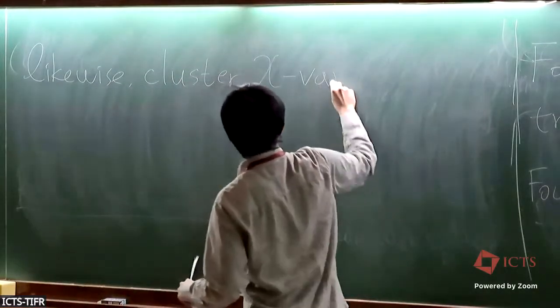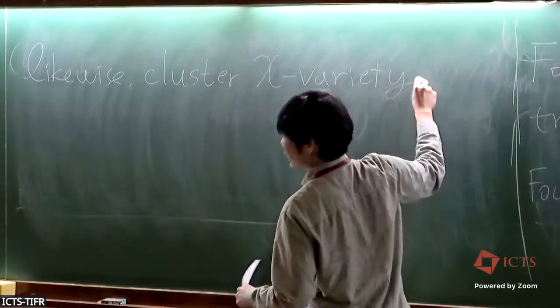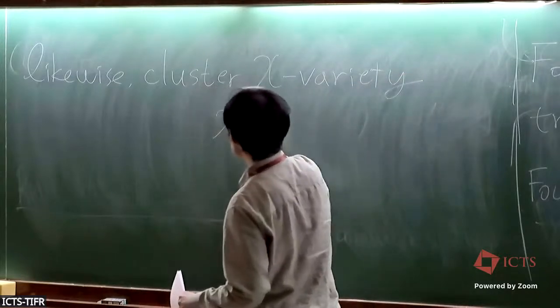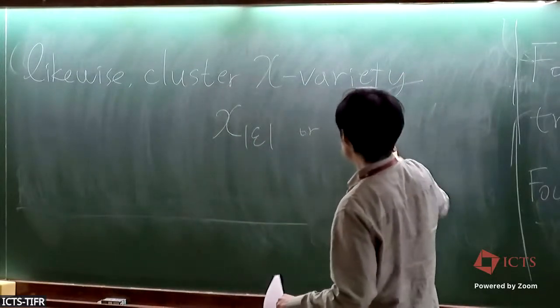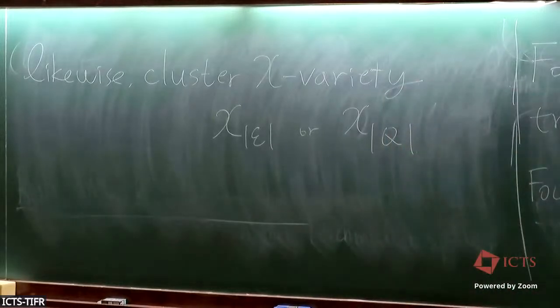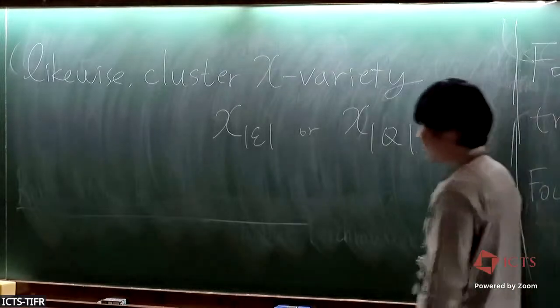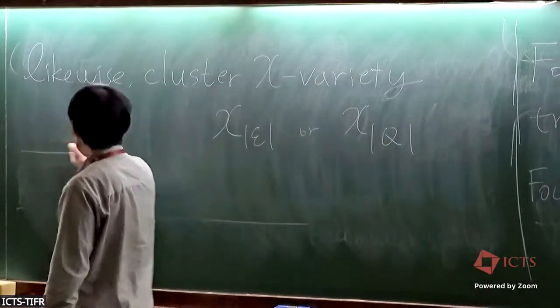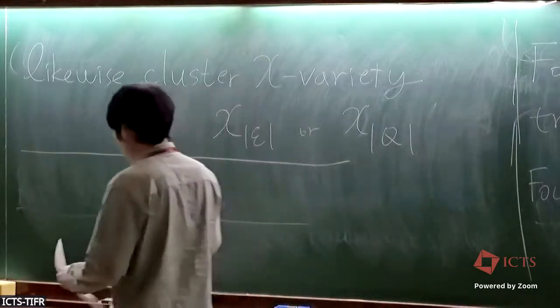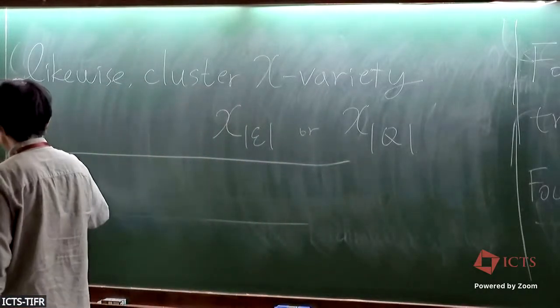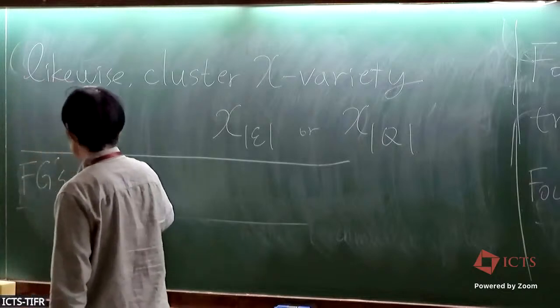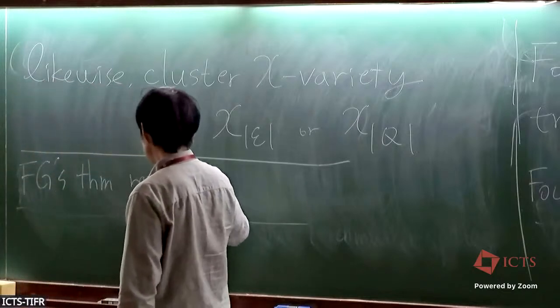And likewise, if you use cluster X mutations, you get cluster X varieties, which I will denote as X of epsilon bar or X of Q bar. So now I can rewrite Fock and Goncharov's theorem in a concise manner. So Fock-Goncharov's theorem is rewritten using this language.